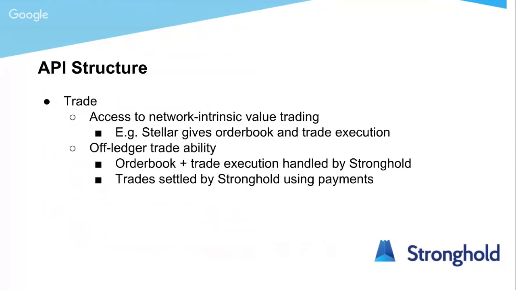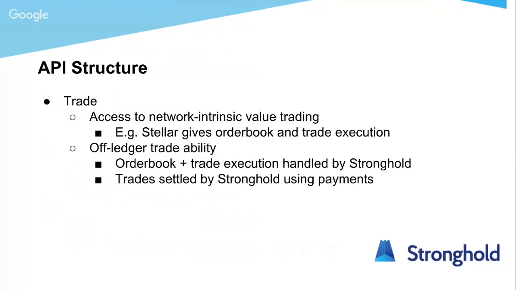However, there are some networks where trade is not built in, and an example is Bitcoin, which essentially has that one value type and you can move it around. So trade would not be available there. But on something like Ethereum, where you might have ERC20 tokens, Stronghold uses off-ledger trade. So you can still call those trade APIs, but the order book and the trade execution will be handled by Stronghold. The placement of the orders and the actual crossing of trades will happen off ledger, but Stronghold will then settle the trades using payments directly in the network.